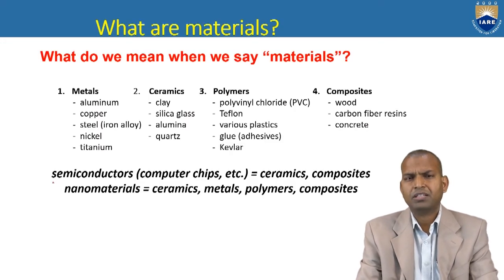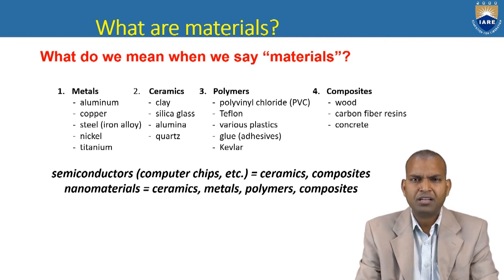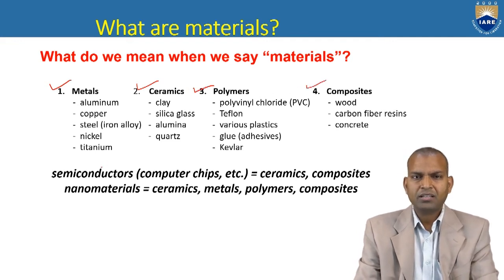Let us go to the classification of materials. All materials are mainly classified into four categories. What are they? Number one, metals. Number two, ceramics. Number three, polymers. Number four, composites. So what are metals?